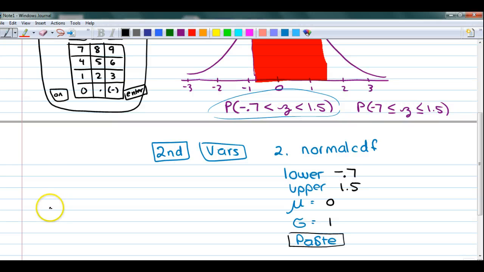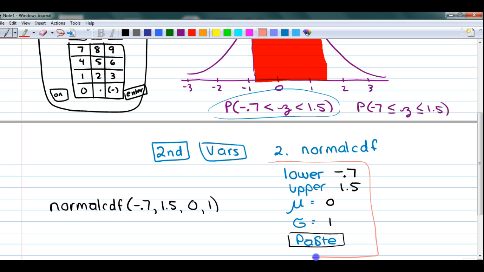However, when I enter, my calculator goes back to the home screen and I see normal CDF with a parenthesis, and it tells me my lower bound, comma, my upper bound, and it also tells me my mean and my standard deviation. If you're working with an older calculator that doesn't give you this nice, friendly format, you can still do lower bound first, then a comma, upper bound, a comma, the population mean, comma, the population standard deviation.